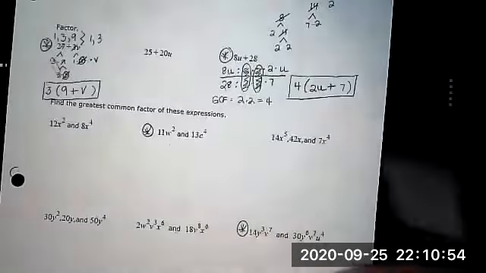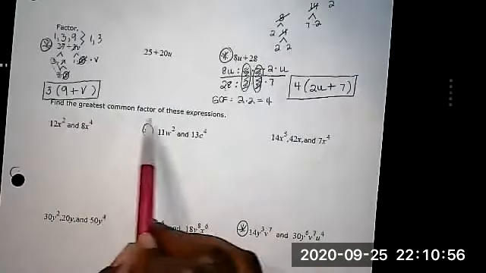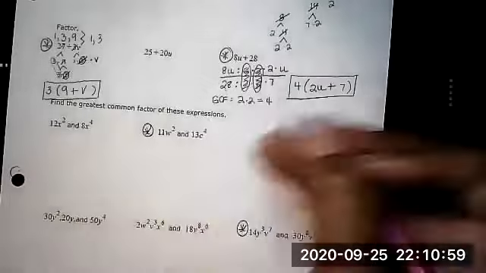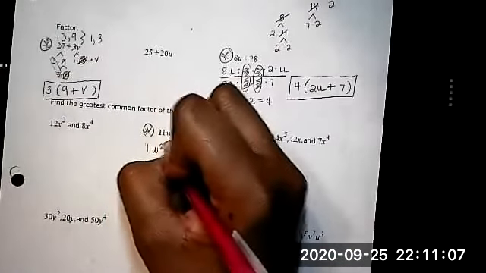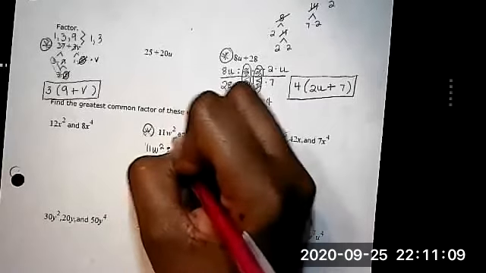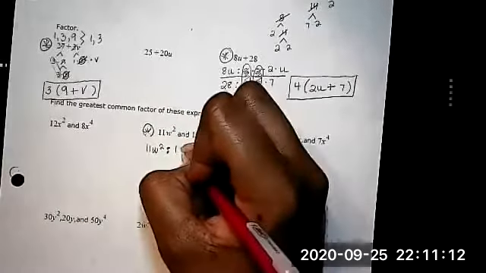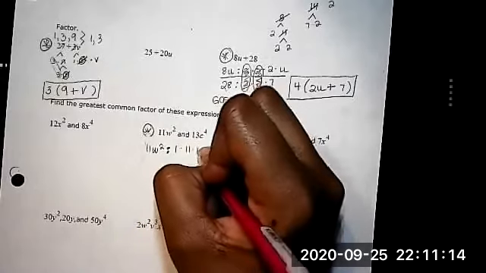So if we go down here and they want to know, find the greatest common factor, again, I could probably do it the same way. If I had 11w squared, 11 is 1 times 11. So I'd have 11w squared. And if I had to break that up, it's 1 times 11 times w times w.